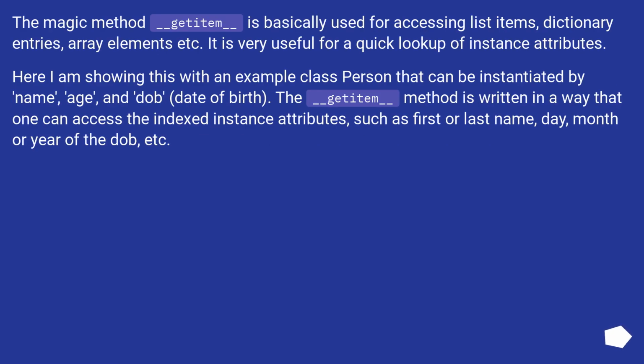The magic method __getitem__ is basically used for accessing list items, dictionary entries, array elements etc. It is very useful for a quick lookup of instance attributes. Here I am showing this with an example class Person that can be instantiated by name, age, job, and date of birth. The __getitem__ method is written in a way that one can access the indexed instance attributes, such as first or last name, day, month or year of the job, etc.